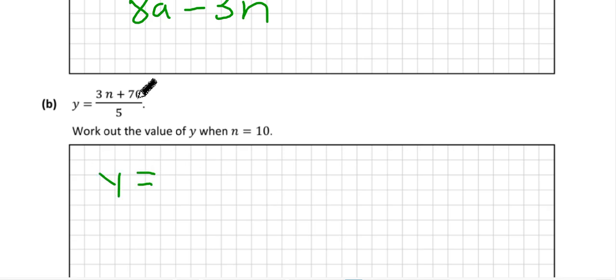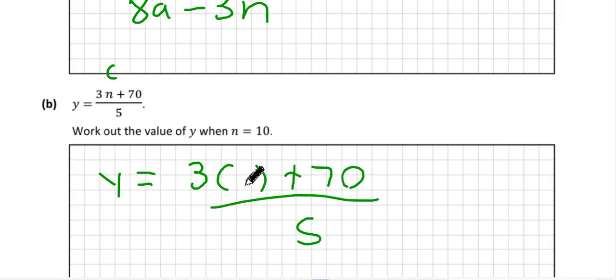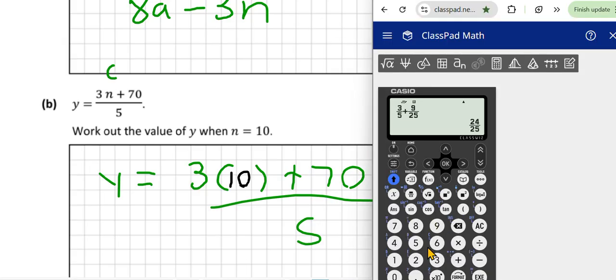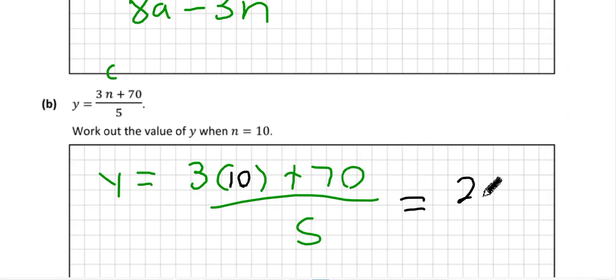Now, what do we do here? Replace n with? What do we replace n with? 10. What do we do here, guys? 3 bracket 10. You sub in the 10. And then you go to your calculator and you use it. Right? So you press the fraction button. 3 bracket 10 plus 70, all divided by 5. And we get 20, don't we? Who got 20 for that?